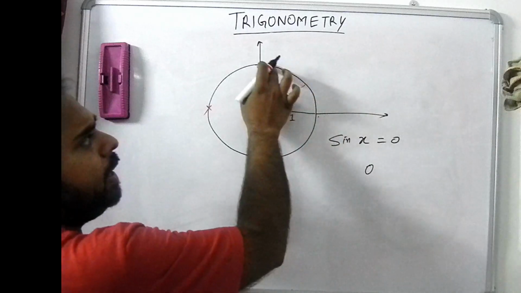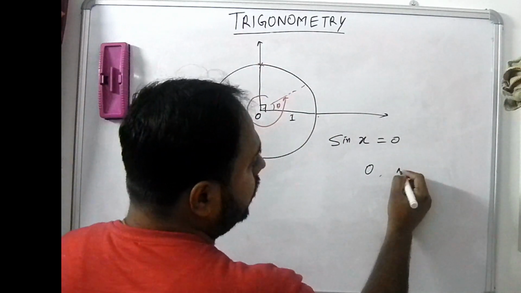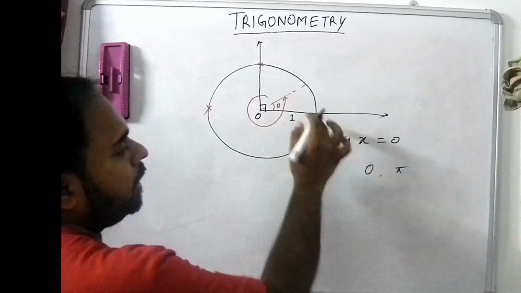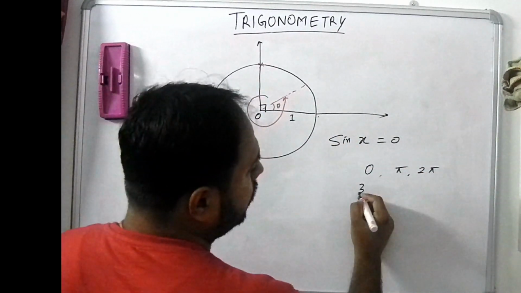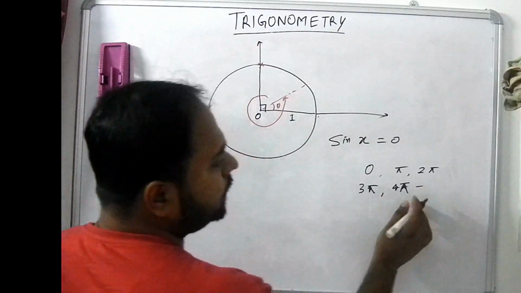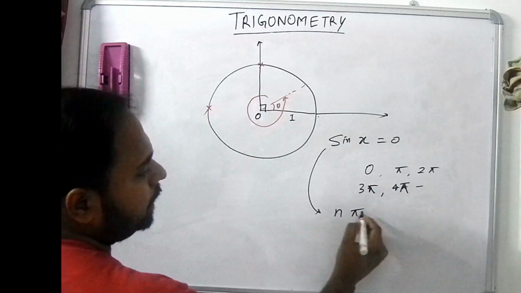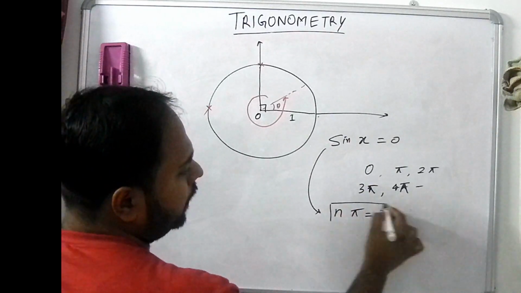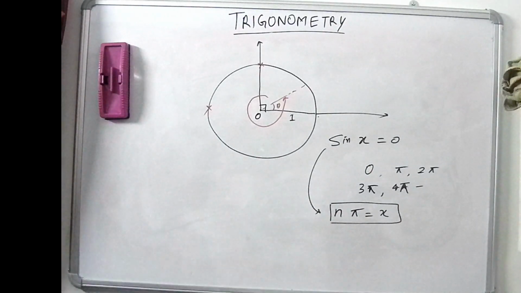I start moving and nowhere is it going to be 0 unless it reaches this point, which is pi. Then again I start moving and it reaches 2 pi, and then again 3 pi, 4 pi, and so on. So what I can see is the series is n pi. So if sin theta is 0, then that means x is equal to n pi. So for all multiples of pi, sin's value is 0, right?